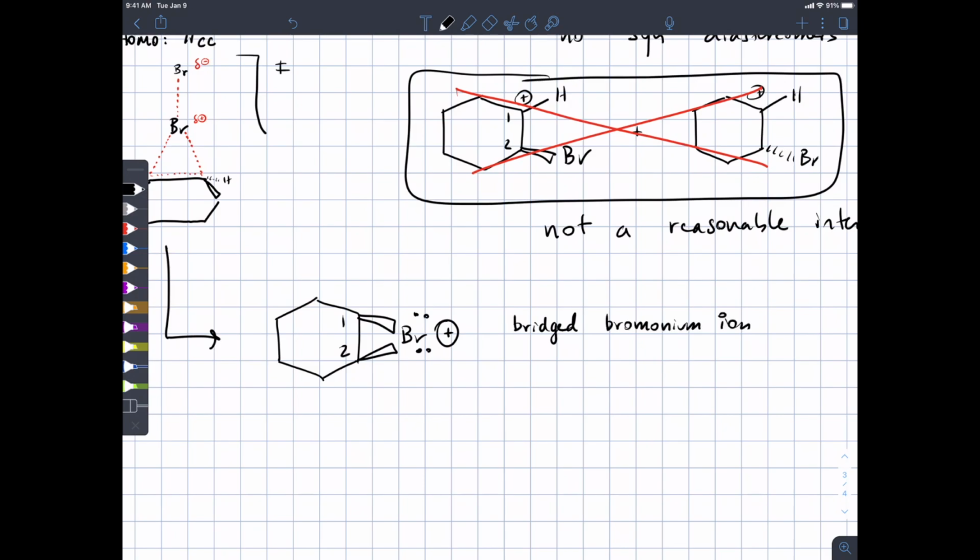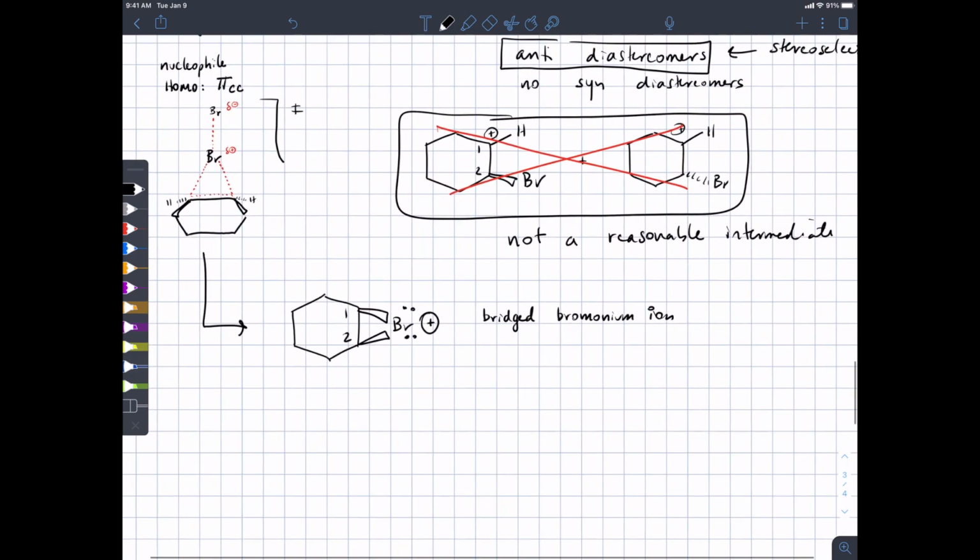You've seen things like this before. Remember when we talked about carbocation rearrangements and a hydrogen or a methyl group being shared evenly between two carbons? We called that a bridged carbonium ion. Same kind of language here, a bridged bromonium ion.